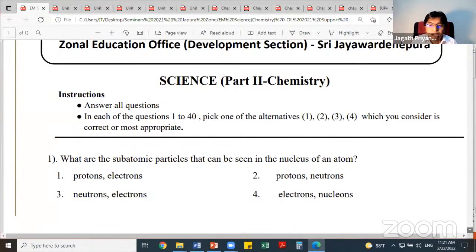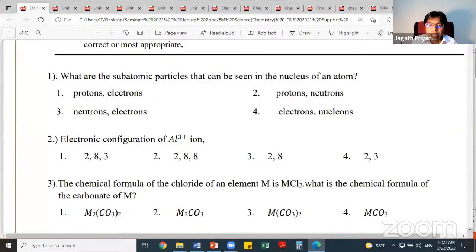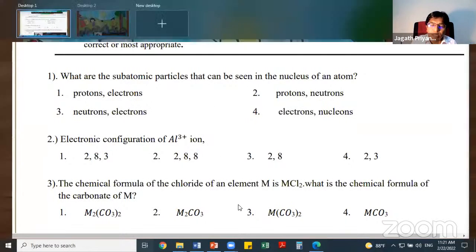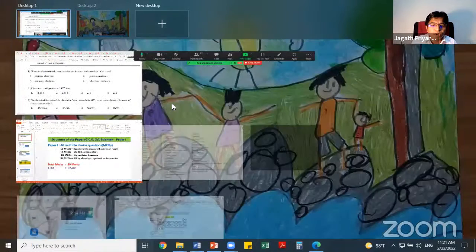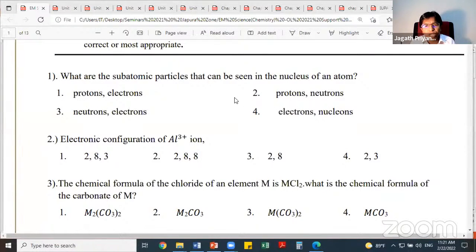So, starting from the basics. Question number 1: what are the subatomic particles that can be seen in the nucleus of an atom? It's a very easy question. The nucleus consists of 2 subatomic particles, protons and neutrons. The nucleus consists of only protons and neutrons. In other words, during a chemical reaction the nucleus is not undergoing any change. Only in nuclear reactions does the nucleus change. Therefore, when an atom becomes positively charged or negatively charged, the nucleus is not undergoing any change.